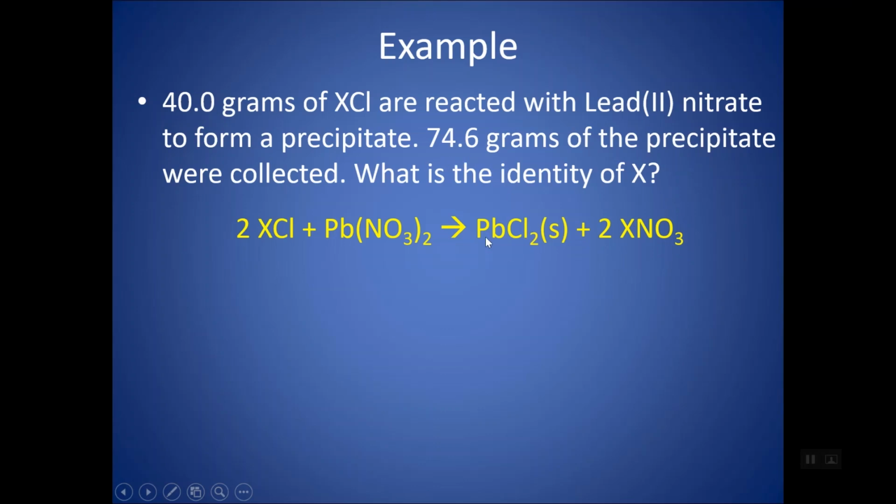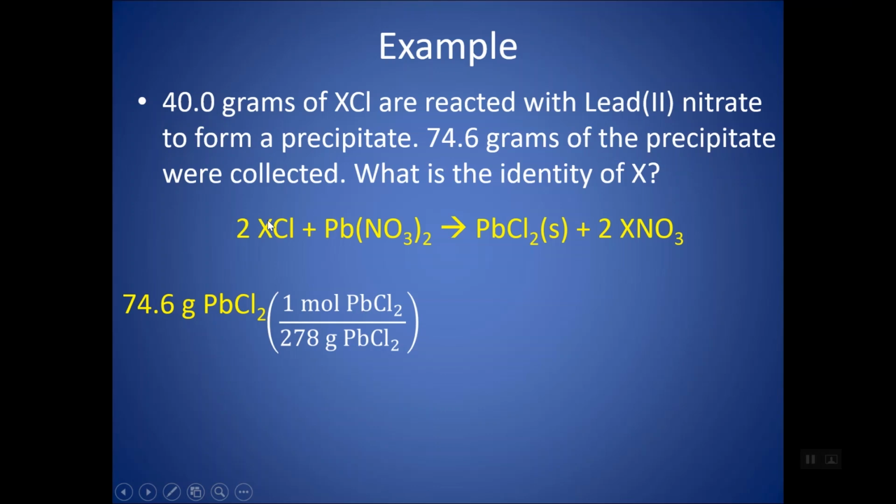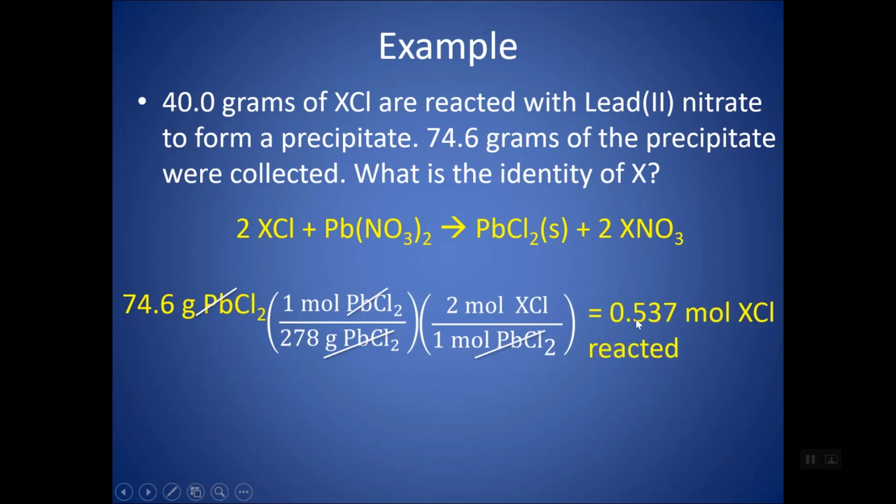So this 74.6 grams is of the PbCl2, which is great because I know the molar mass of that, and I've essentially changed something I don't know, XCl, into something I do know. So I can take that 74.6 grams of PbCl2, divide by the molar mass, and I would get moles of PbCl2, which I can then relate to the XCl through stoich and say, hey, there's a 2-to-1 mole ratio, and turn this into moles of XCl. This is the moles of XCl that I reacted.